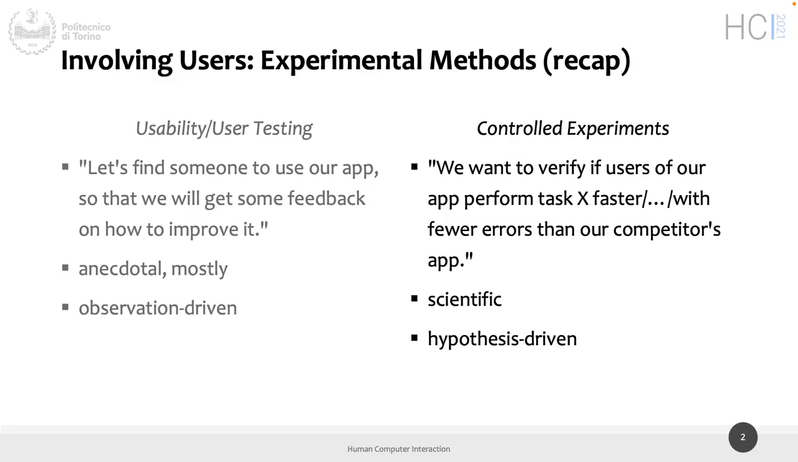So as a recap, we already mentioned control experiment when we spoke about usability testing. And we said that usability testing was the kind of evaluation that told us, oh, let's find someone that is going to use our app. Let's give this person some tasks and see from the feedback how we can improve the application, which usability errors, which usability mistakes we can get from this kind of evaluation. And we said that it is clearly observation-driven and anecdotal, mostly. Because it's, oh, let's get, again, a bunch of people and let's try our application in various parts according to various tasks, measuring some metrics.